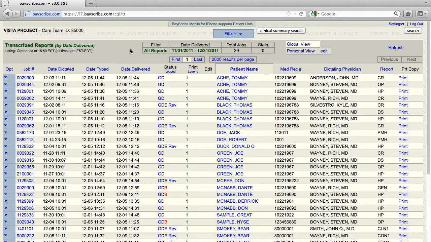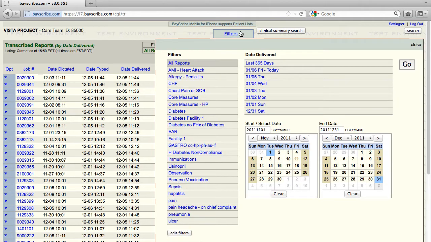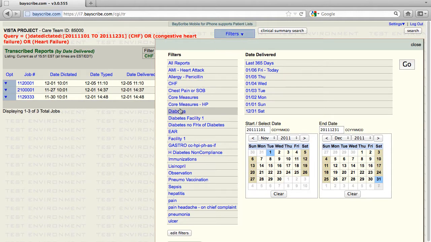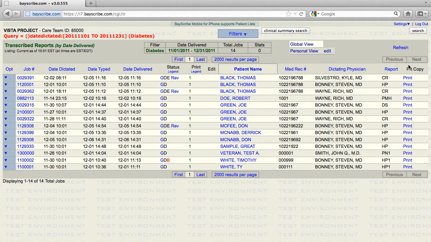The BayScribe Care Team dashboard offers unprecedented speed for case managers to be able to find different patients in the facility or across a spectrum of facilities with certain conditions. If I log in, I can quickly and easily find all the patients that have reports that reference CHF or congestive heart failure. If I wanted to look across and say how many of the patients in our population have a reference to diabetes, I can do that with great ease.